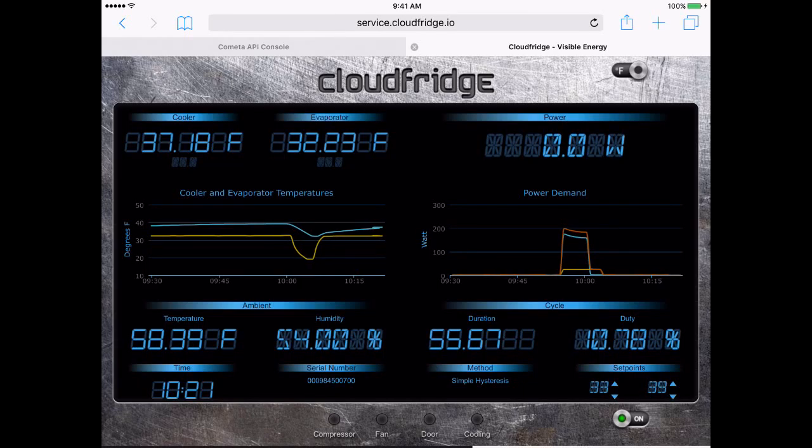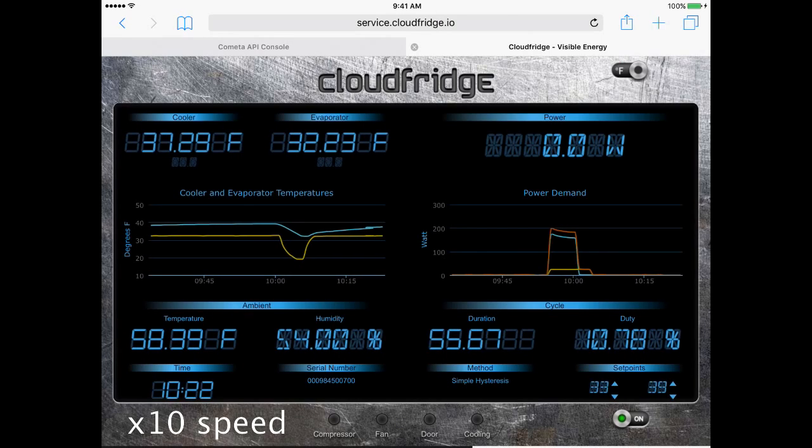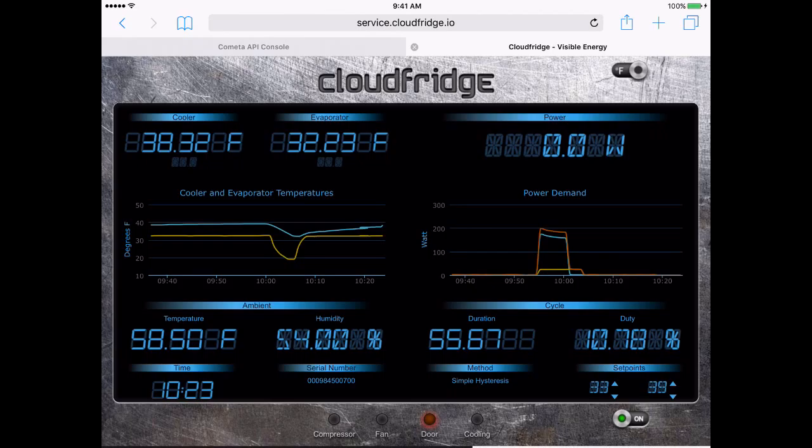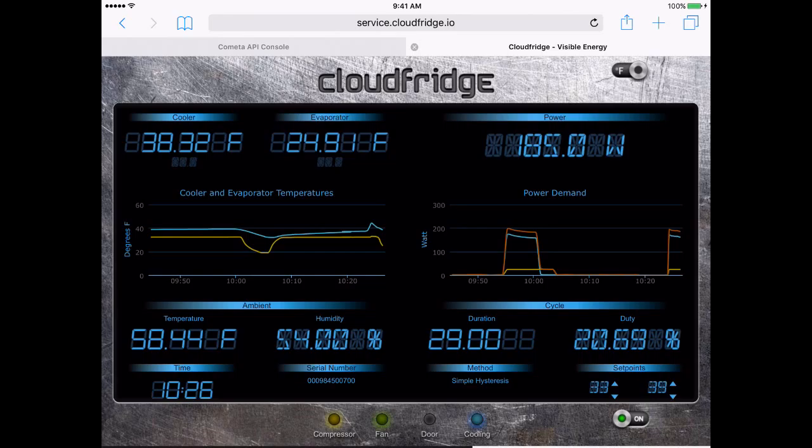This is a dashboard of Cloudfridge showing real-time data received from a refrigeration system using the Cloudfridge IoT Controller. The chart on the left shows how temperature in the cooler cabin and at the evaporator changes over time. The blue line is the cooler temperature sensor in the air cabin, and the yellow line is actually a temperature probe at the evaporator fins.